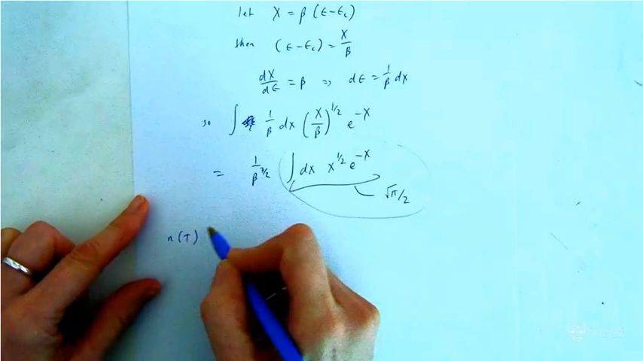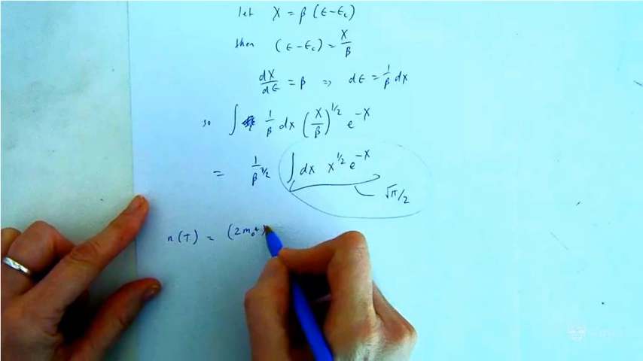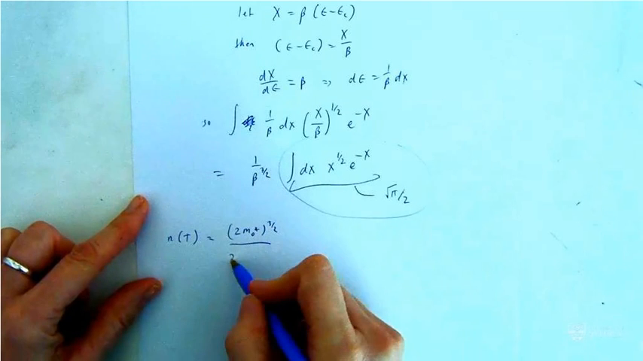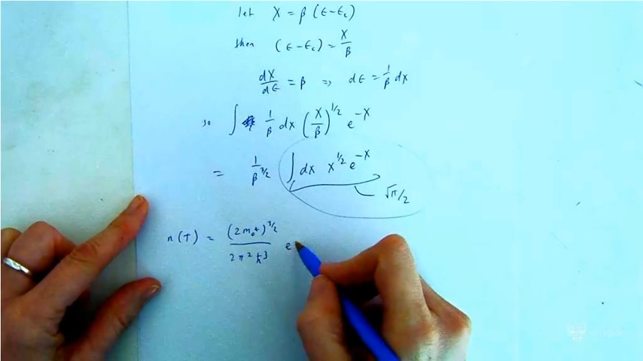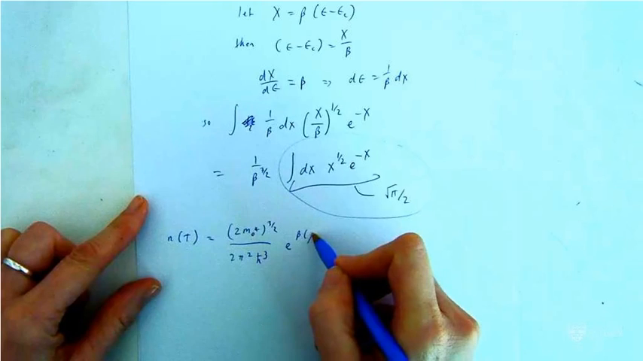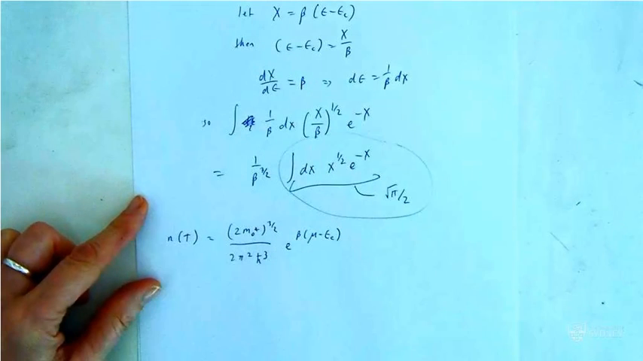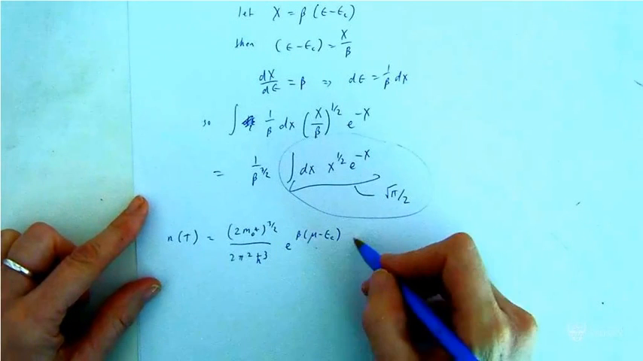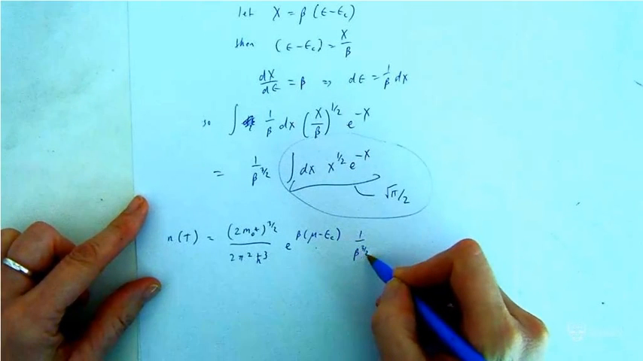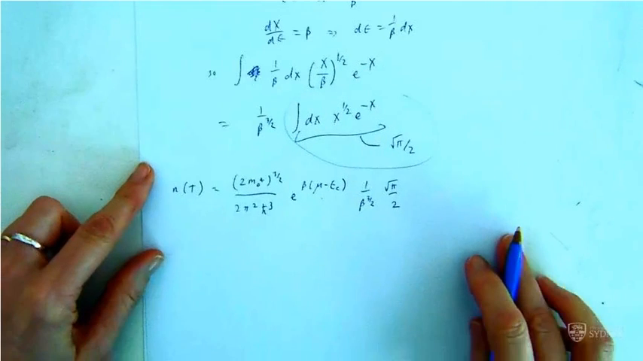We can write the full thing out, 2m star over h bar squared to the 3 over 2. This is from our density of states. Remember we had the e to the beta mu minus conduction band energy from when we multiplied both sides by those two exponential terms that equal 1 when they were multiplied together. That's this thing. Now we have beta to the 3 over 2 square root of pi over 2. So then you can just tidy that up.